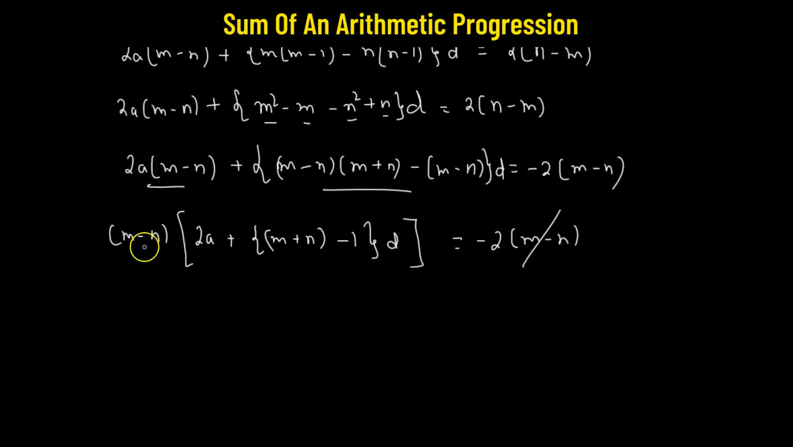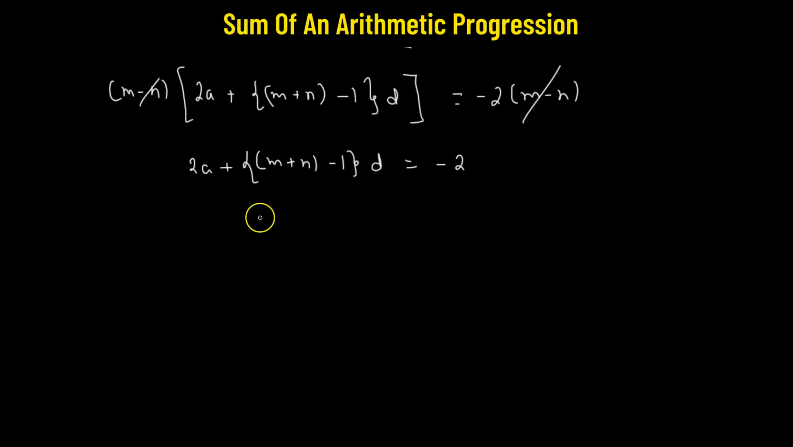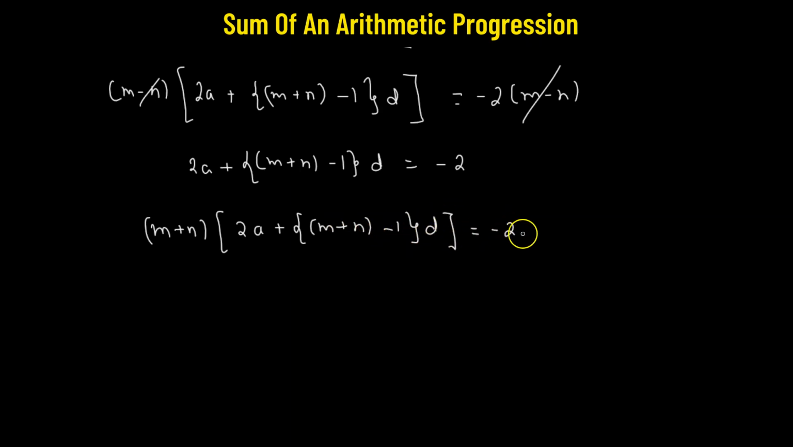So we can factor out m minus n from both sides. That means we'll have 2a plus m plus n minus 1 whole multiplied to d, that's equal to negative 2. Now we'll further simplify by multiplying both sides of the equation with m plus n. This is going to give us m plus n multiplied to 2a plus m plus n minus 1 times d, equal to negative 2 multiplied to m plus n.